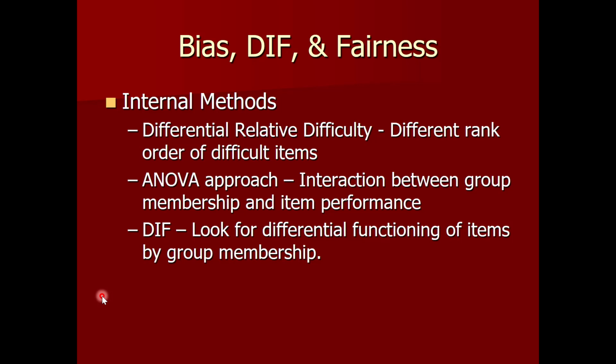A basic chi-square would look at the overall performance for the item and then break that up by your two groups and see if there's any kind of interaction there between your scores and the group, with the score being either 0 or 1 and the group being group A or group B.